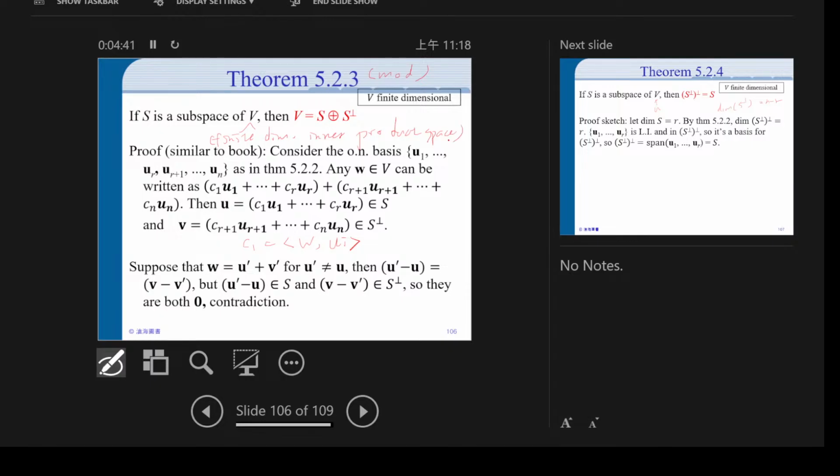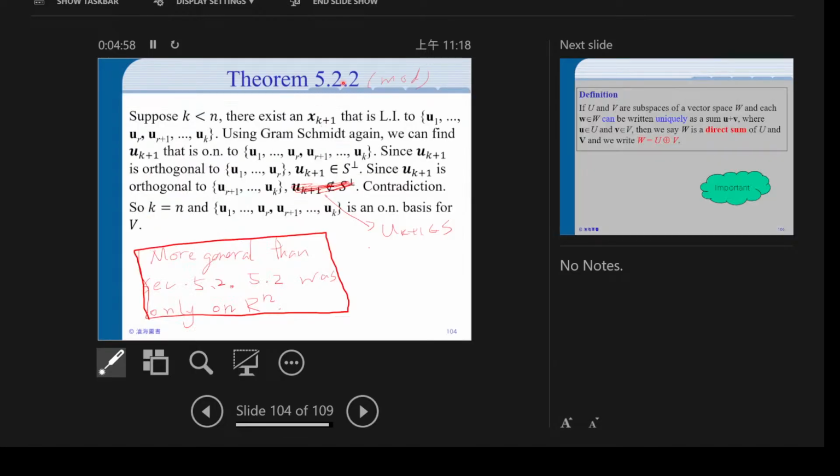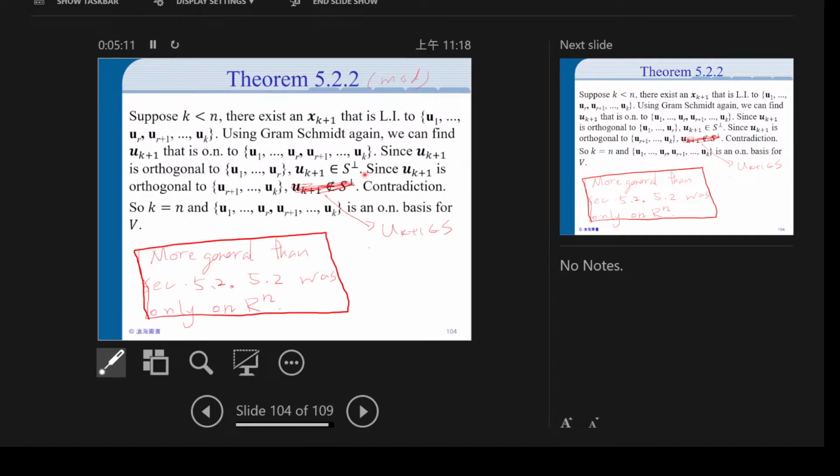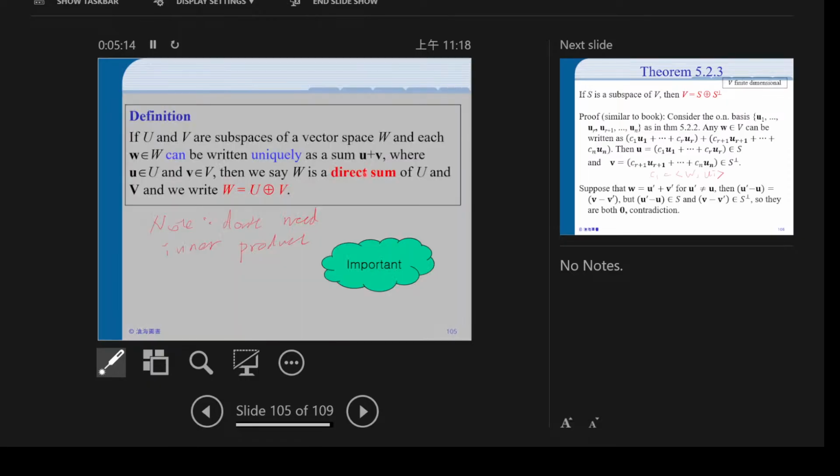Then we have S and S perpendicular. Then V will be equal to S direct sum with S perpendicular, and it's almost immediate from our 5.2: we find the orthogonal basis for S and the orthogonal basis for S perpendicular, and then we just list them together. It will become an orthogonal basis for our V. And that's almost immediate to this direct sum definition.